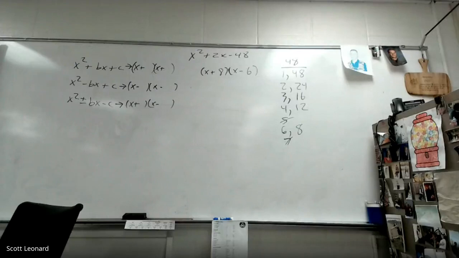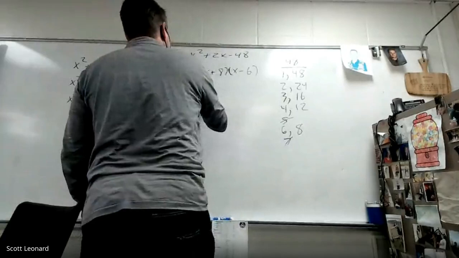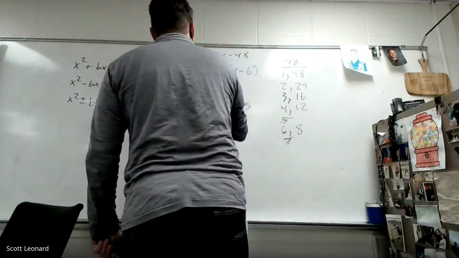We'll do 49 together. So I got x squared plus 14x plus 45. All right, you guys do this one start to finish. I'll give you a minute.